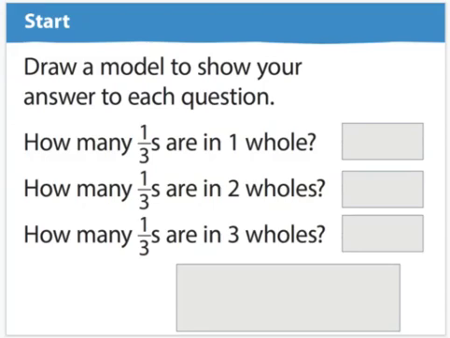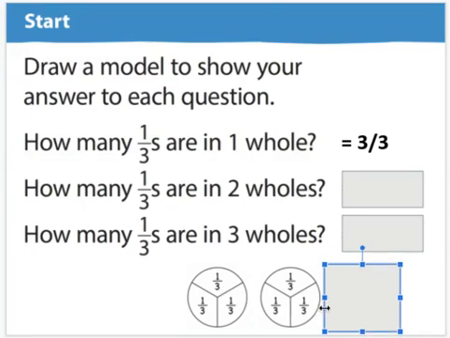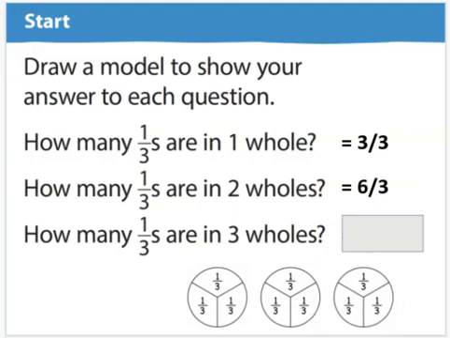Welcome back. So let's take a look. When I draw my model, you can see that in this case here, I have a circle cut up into 3 equal parts, and you can see that there's 1, 2, 3 thirds that make up a whole. In example number 2, where it says how many thirds make up 2 wholes, again, you can see that I have that same circle repeated a second time. And if I have 3 thirds here, then I have 4, 5, 6 thirds there. And then finally, for the last one, you can see another 3 thirds for a total of 9 thirds.